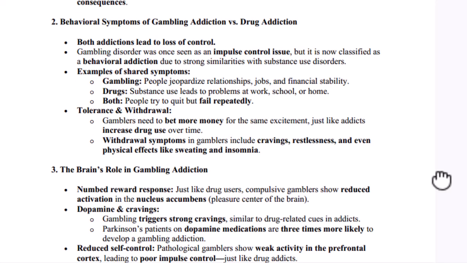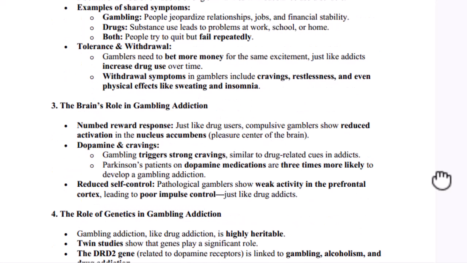Tolerance and withdrawal. Gamblers need to bet more money for the same excitement, just like addicts increase drug use over time. Withdrawal symptoms in gamblers include cravings, restlessness, and even physical effects like sweating and insomnia.